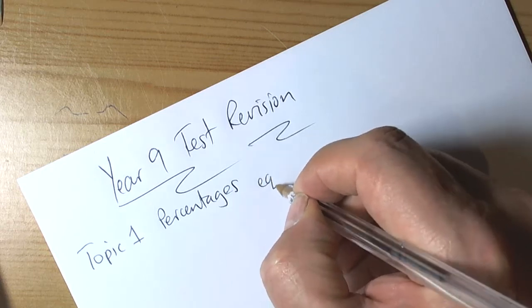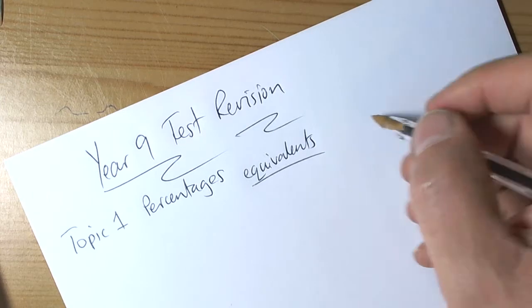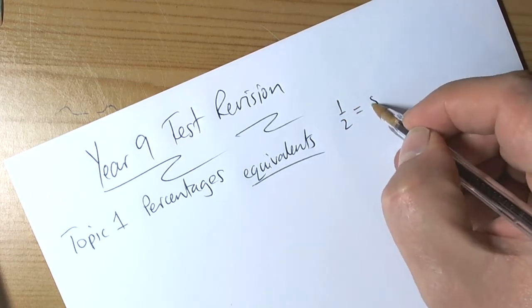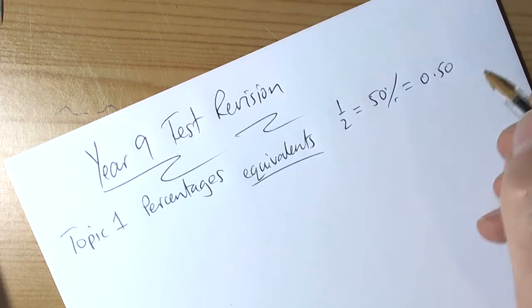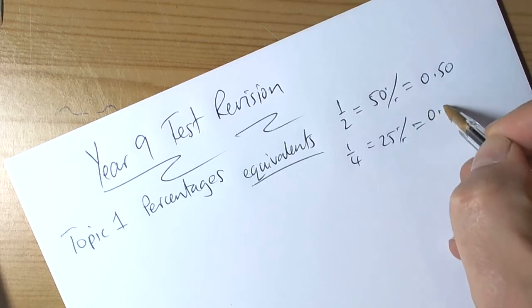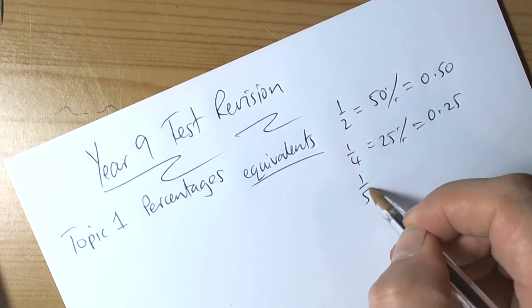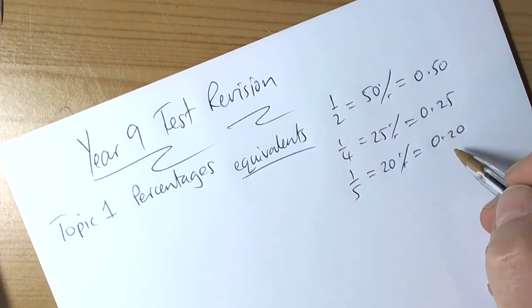So for example, you've been asked to learn all your lists, so a half is the same as 50%, is the same as 0.50. A quarter is equal to 25%, is the same as 0.25. A fifth is equal to 20%, is equal to 0.20, etc.